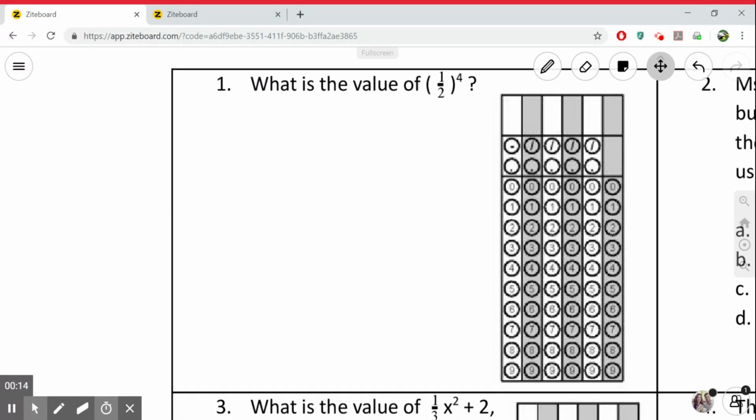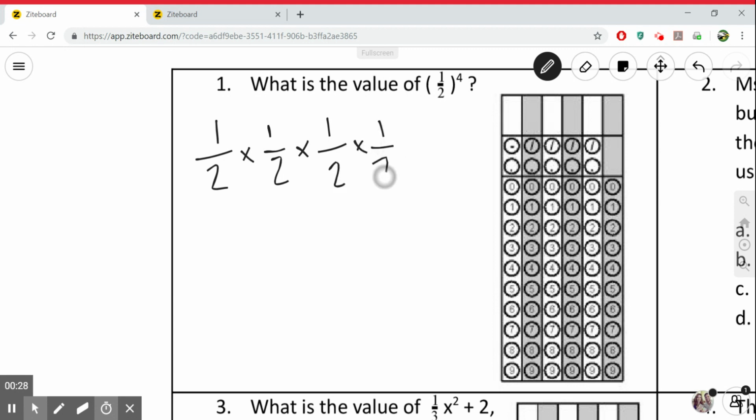So question number 1 says, what is the value of 1/2 to the 4th? A lot of you have done this problem already, but if I'm solving it, basically you would have 1/2 times 1/2 times 1/2 times 1/2. And the reason we did this 1, 2, 3, 4 times is because it says to the 4th up here. And so it's 1/2 to the 4th.